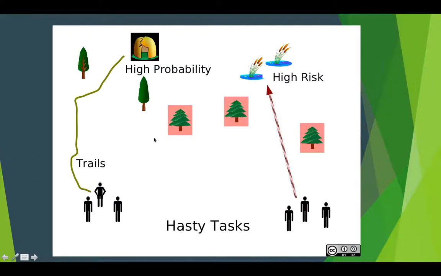This is another way to visualize some of that information. High probability areas, which could include trails, and these would be the hasty tasks to send people out to look on those, and high risk. In this case, it would appear that the high risk area is a swamp.